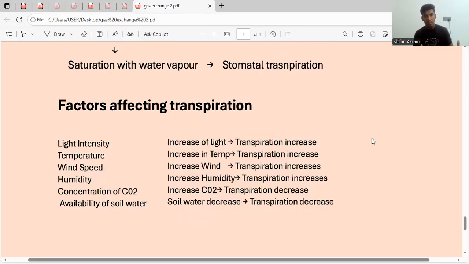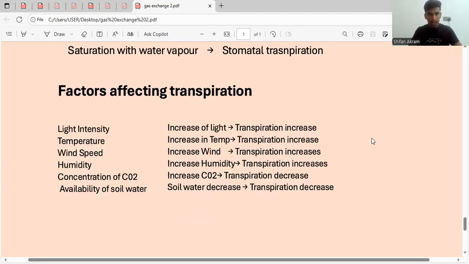Then second, we have the temperature. When the temperature increases, the evaporation rate increases. When the evaporation rate increases, the transpirational pull of water upwards also increases. Because of this, there is more water vapor in the mesophyll cells, so more water is lost through the stomata.